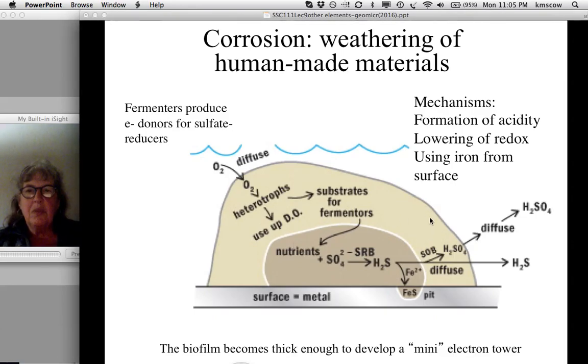So the mechanisms involved are, oh, and I didn't talk about the fermenters, because the fermenters also are producing electron donors for that sulfate, right? The carbon that's around in the surroundings will be fermented in this middle layer, creating the donors that the sulfate reducers can use. So mechanisms are formation of acidity, the lowering of the redox in this area, and then the H2S pulling the iron from the surface.